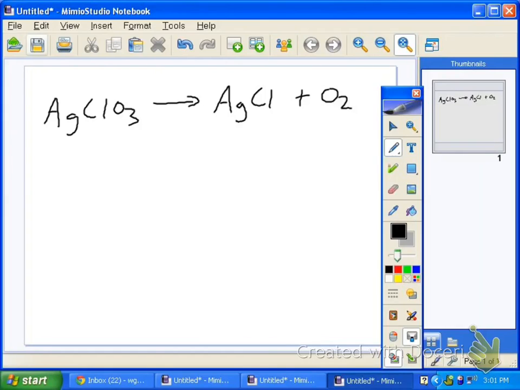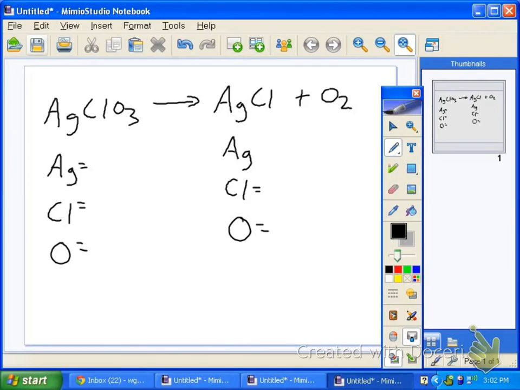So if we want to make sure our atoms equal on left and right, what we're going to do is draw out a list of each element that's on each side, which will be the same on both sides. So if I have A, G, C, L, and O in that order, on this side I'm going to have A, G, C, L, and O in that order. I want the same order so that I can compare straight across. Next thing I do is count how many of each atom that I have. So on this side I have 1, 1, 3. And on the right side I have 1, 1, 2.